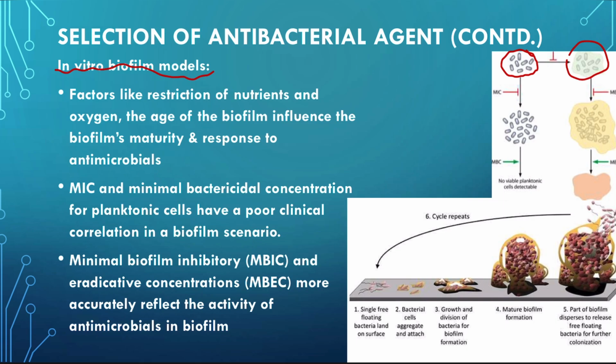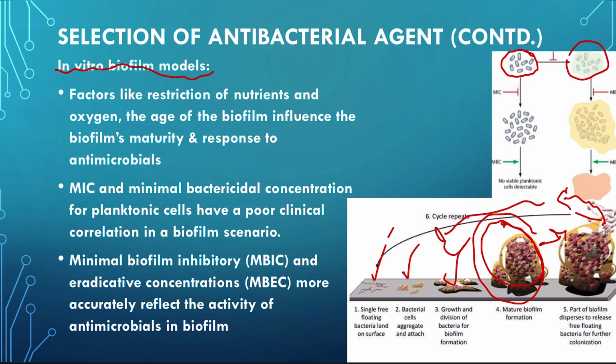Initially we have free floating bacteria, known as planktonic cells. Then they adhere to a particular surface and start producing a biofilm, that is an extracellular matrix, and division occurs, and now you can see a well established biofilm. Then this biofilm breaks, some of the bacteria come out again, and the cycle repeats. So this is the formation of biofilm.